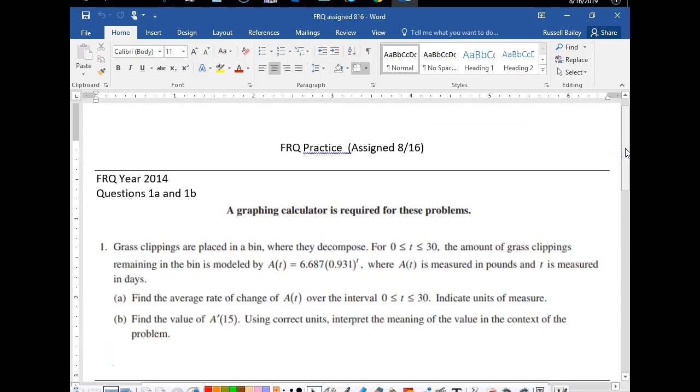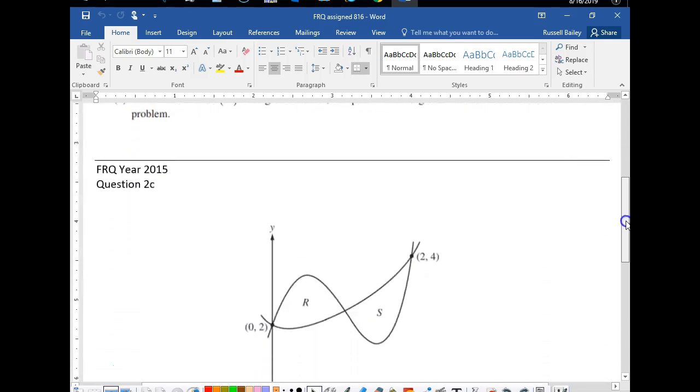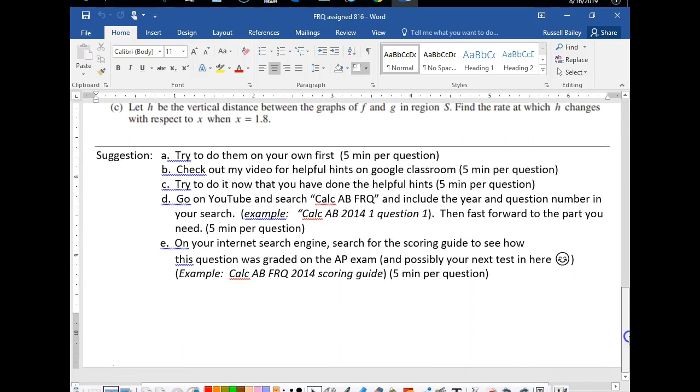Remember, the way that you guys should be doing these, if you want to get the most out of it, is to try it on your own first. Then watch my video if you got stuck, then try it some more, and then finally go on YouTube and type in the year and the number, emphasizing Calc AB FRQ, and you should be able to find the video. You have to fast forward to the particular part you're interested in.